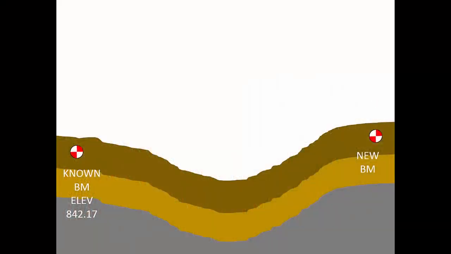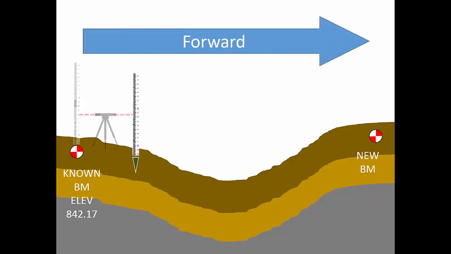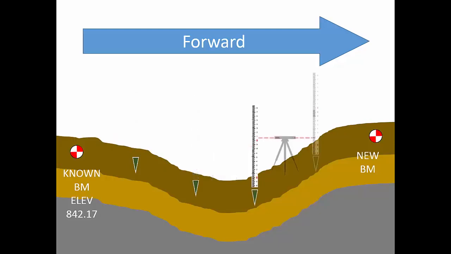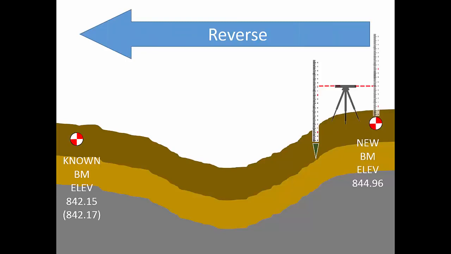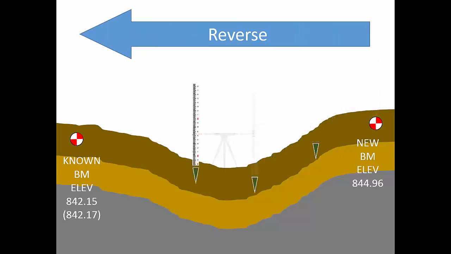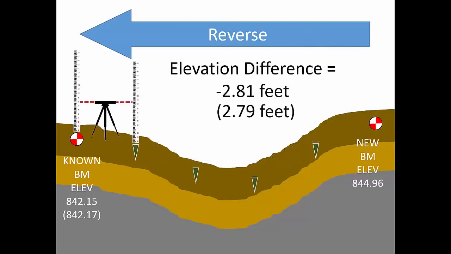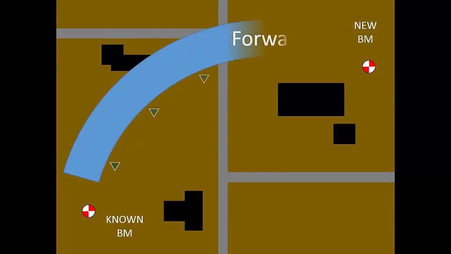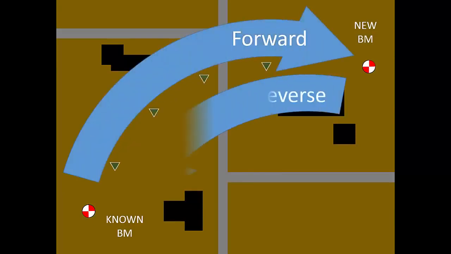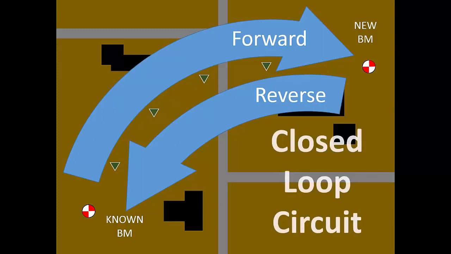In the last video, you saw the field process and note-keeping for a benchmark leveling circuit. Also called a differential leveling circuit, this survey used multiple instrument setups, and at each setup, the surveyor measured one backsight and one foresight. In keeping with the adage, measure twice, cut once, the level circuit had a forward run and a reverse run. Because this level circuit ended where it began, we call it a closed loop circuit.